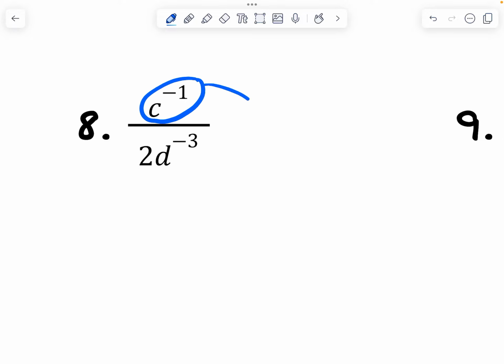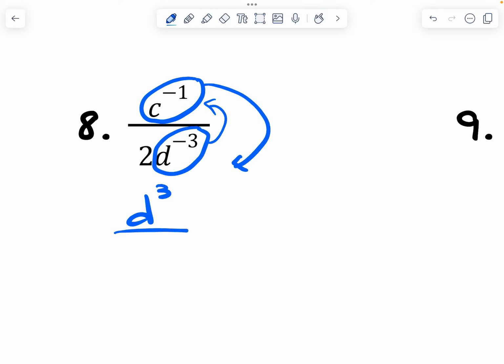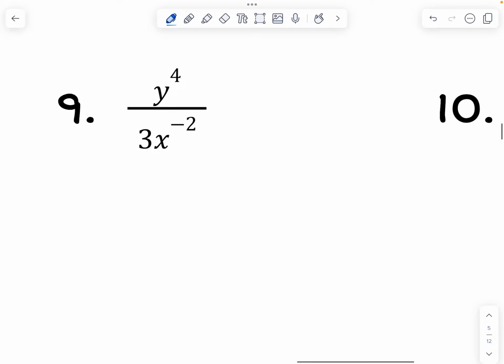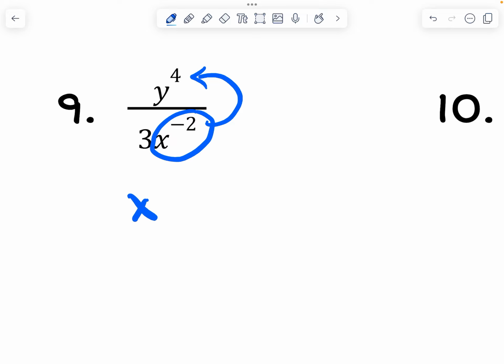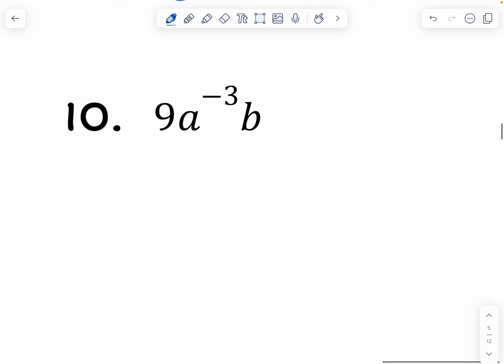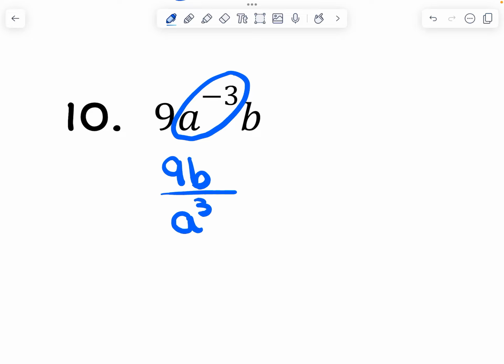This moves downstairs. This moves upstairs. So the d to the 3rd is on top. 2 didn't move, and c. This one, only thing that has a negative exponent. And I like it in alphabetical order. Over here, this part right here, again, is the only part that moves. The 9 and the b stay where they are.